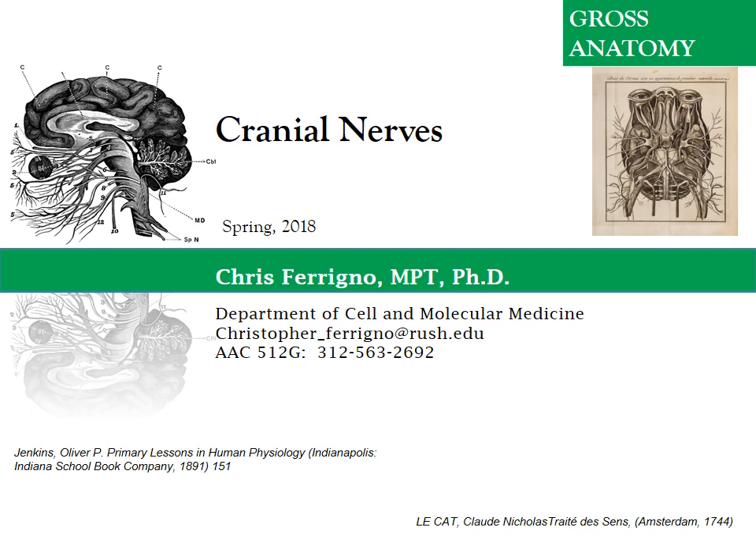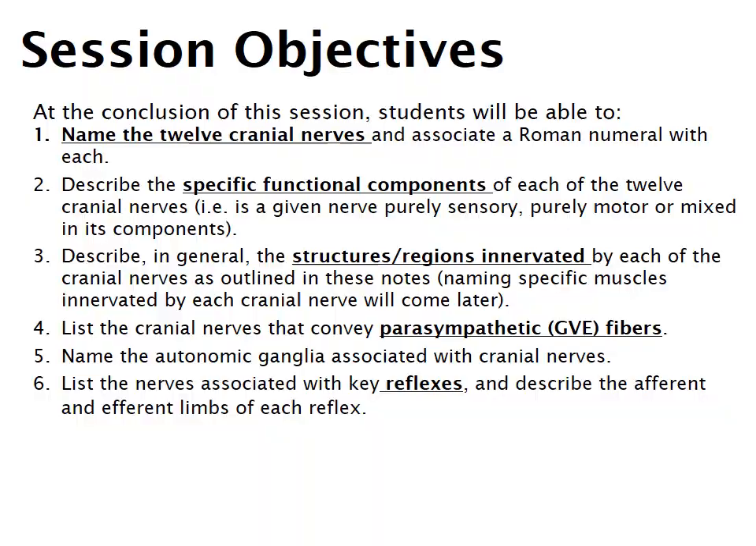Today we will be discussing the cranial nerves. So here are some of the goals for today's discussion. We certainly want to see these 12 cranial nerves. We want to learn their names and we want to learn their Roman numeral associated with them, and we're going to go in order from 1 to 12.